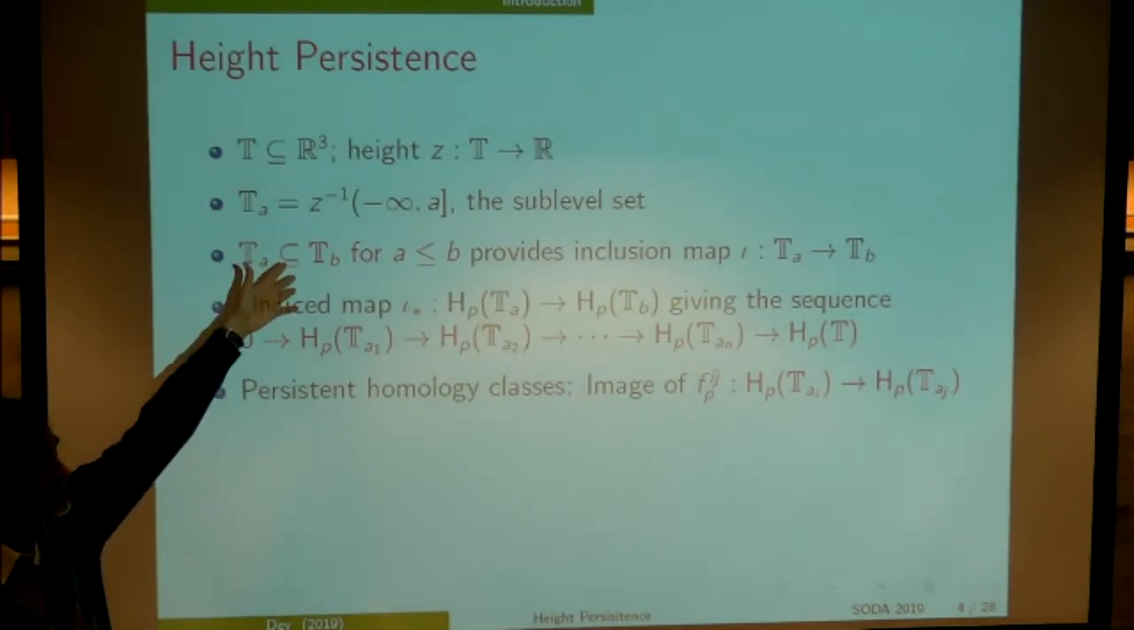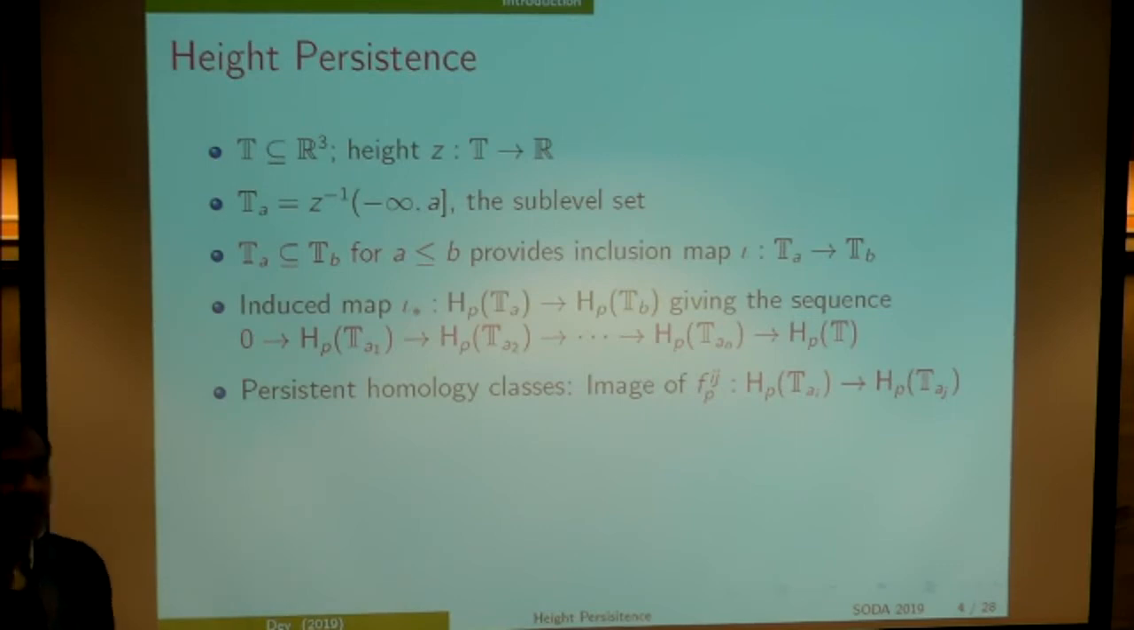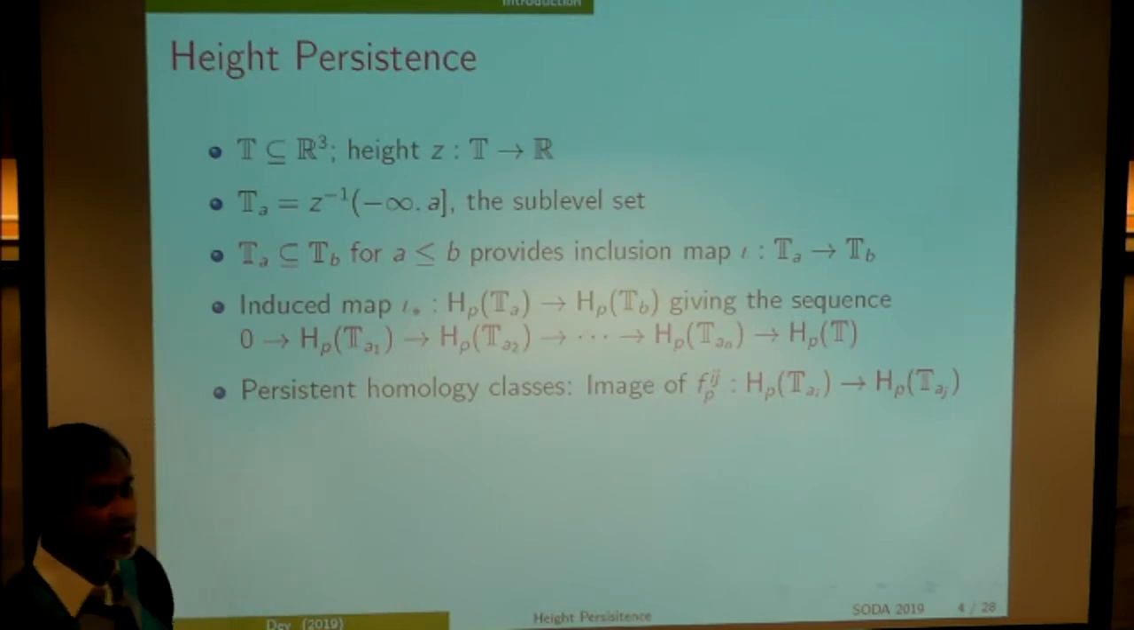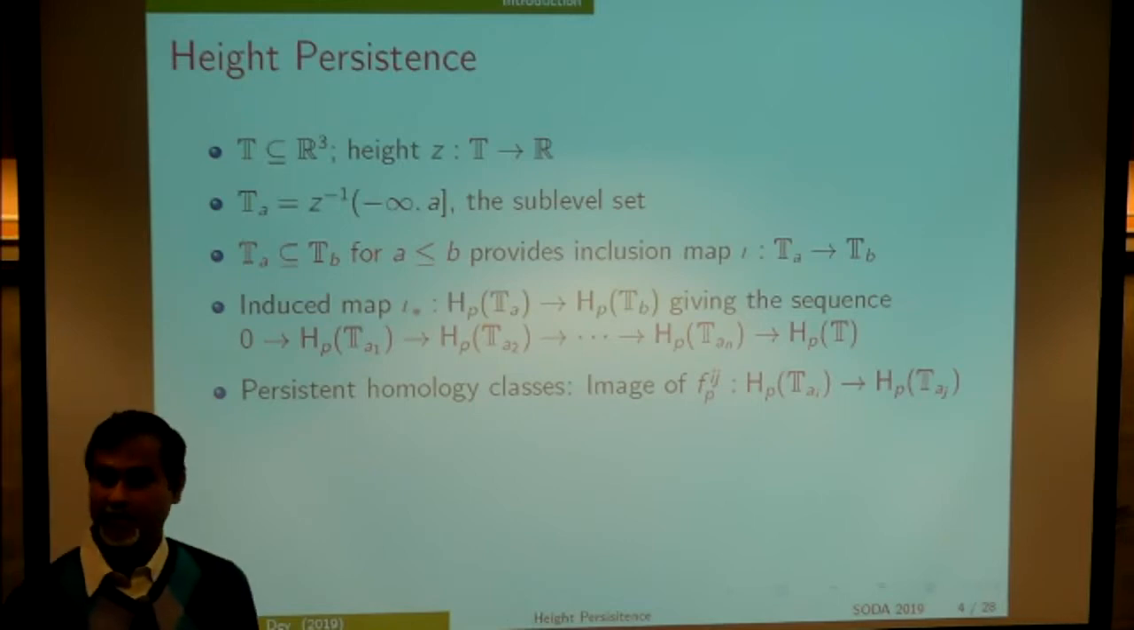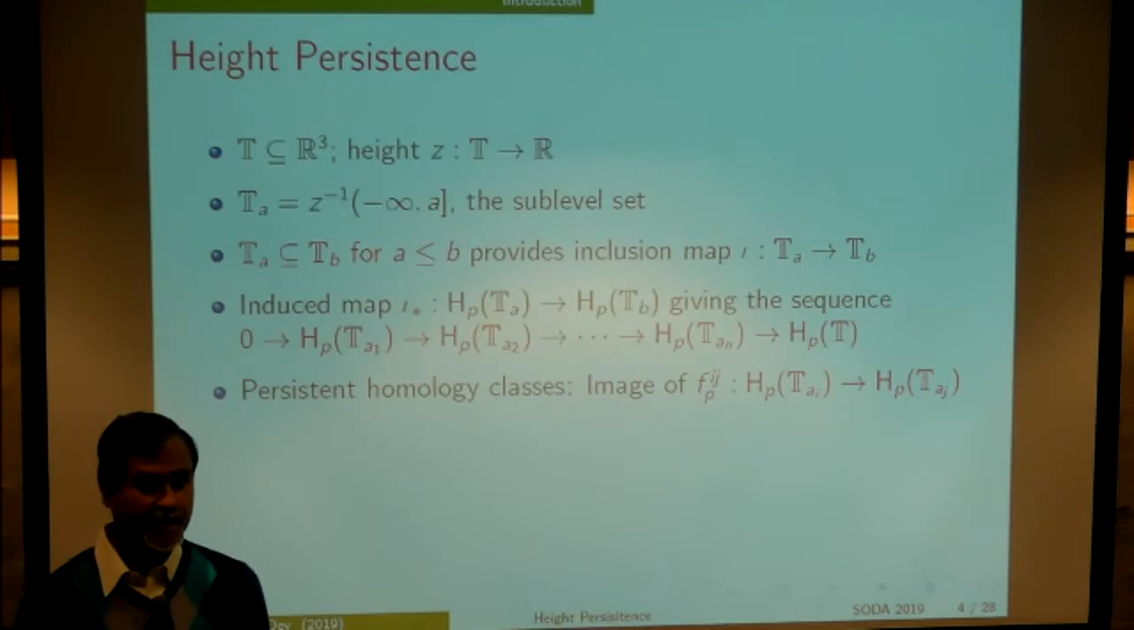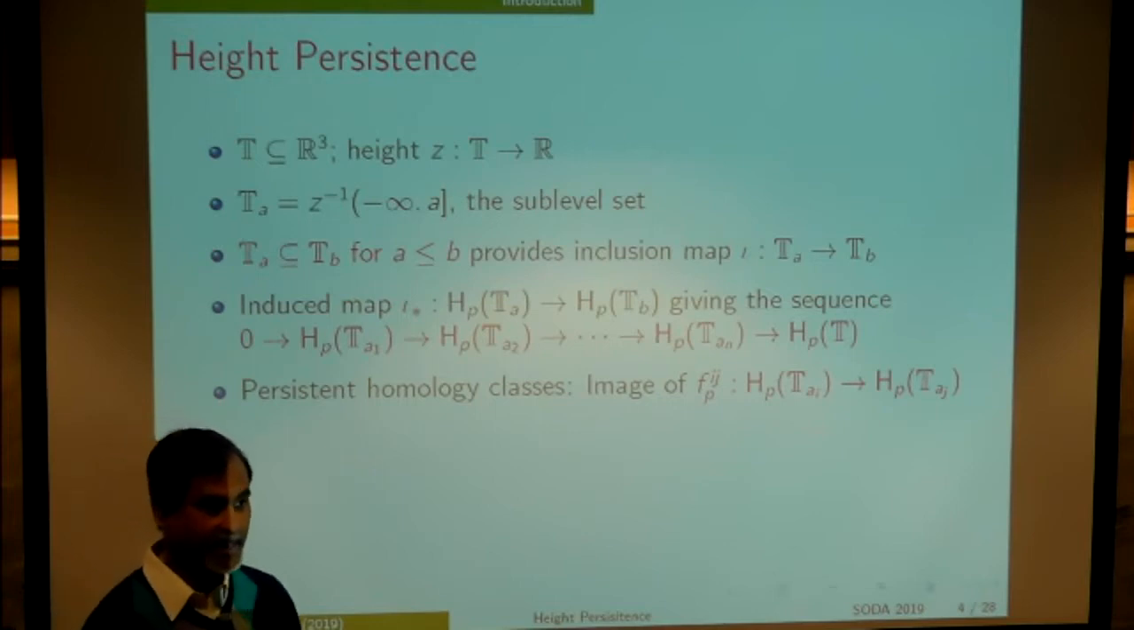Okay, it's a subset of R3, and I define a height function z from T to the real. It's a real valued function, and I call it the height function. You can take it as the z coordinate of the points. That's why I'm calling it a height function. Not every function is a height function, but in particular the z coordinate I'm taking as the height function.